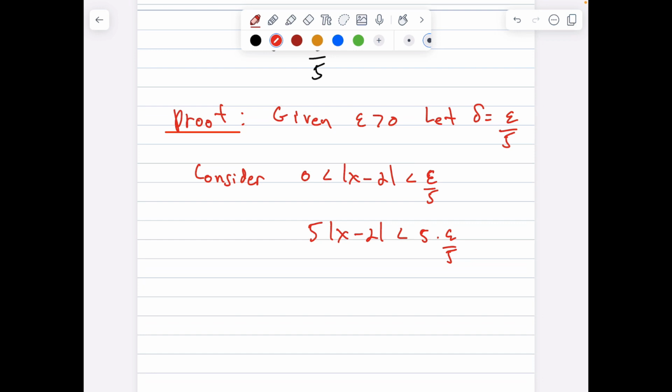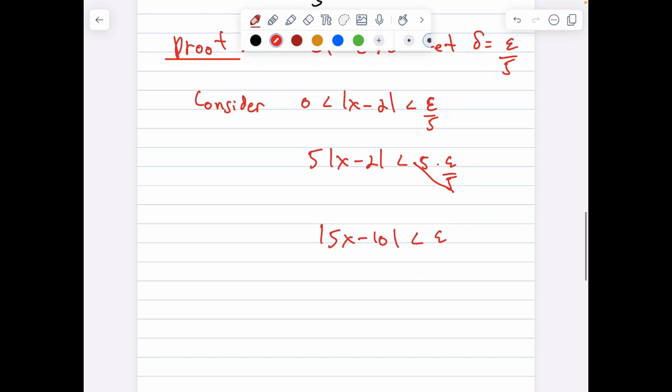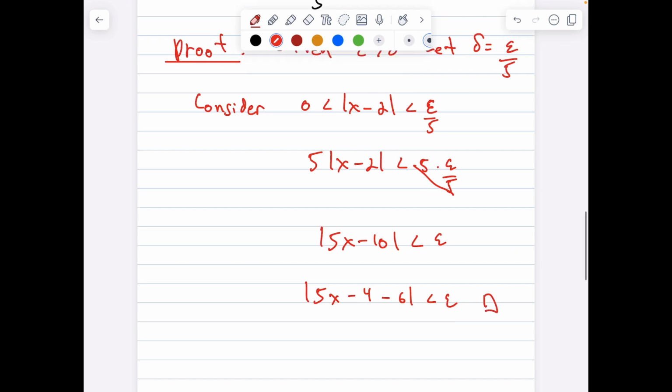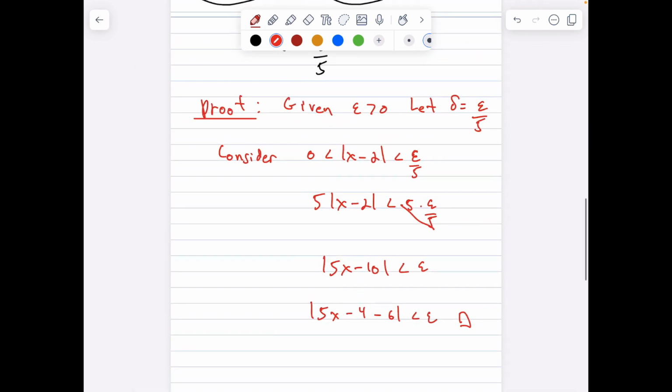So the next thing is this. Again, I'm reverse engineering this. I'm going to distribute the 5 back inside. And 5 times epsilon over 5, that cancels to epsilon. And then I'm going to rewrite 10 as minus 4 minus 6 is less than epsilon. So we have proved our limit here.